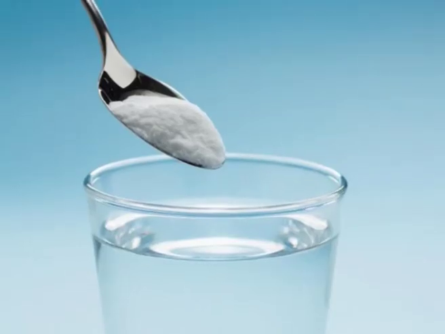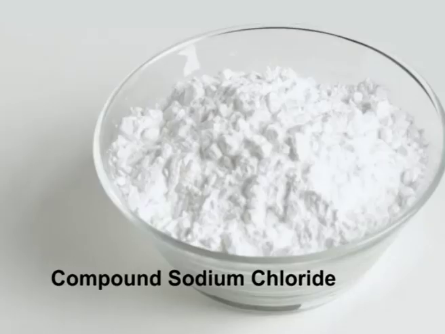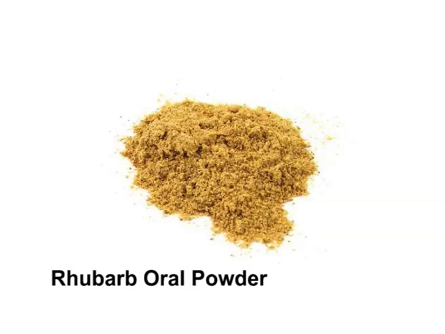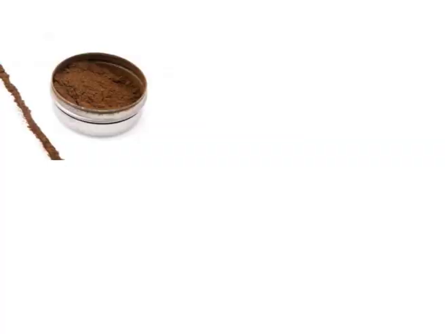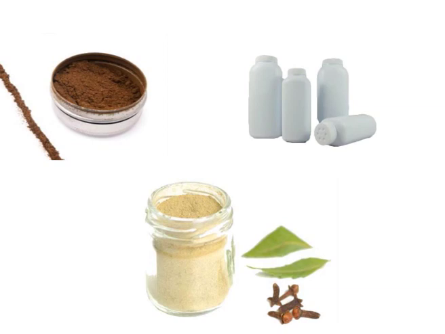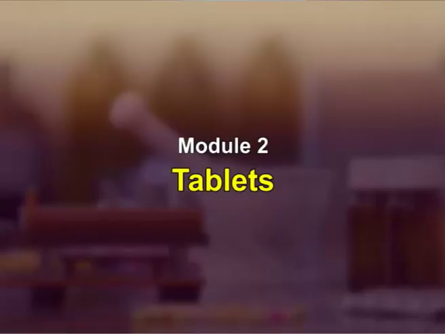Bulk powders for internal use, for example, compound sodium chloride and dextrose oral powder, compound rhubarb oral powder. Bulk powders for external use, for example, snuffs, talc dusting powder, tooth powder. Now friends, this is all about the powder. Let's move towards module 2, tablets.